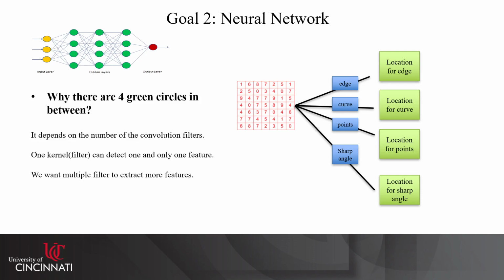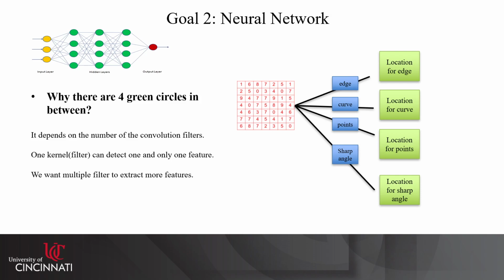As an example here, if we were detecting edge, curve, points, and sharp angle, we apply four different filters to the original image, and we will get four feature maps. Each feature map represents the location and the information of the feature that filter can detect. So in that case, we have four filters, so we end up with four feature maps, and we are extracting four features.